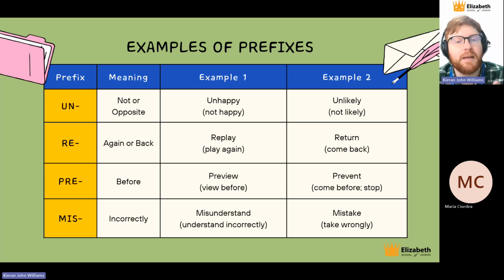It could be misspelled. If you don't spell something correctly, it can be misspelled. Mispronounced. If you have pronounced something wrongly, you can mispronounce. We can use this for many words. There's maybe more than you can even imagine there. So those are some prefixes you can use.